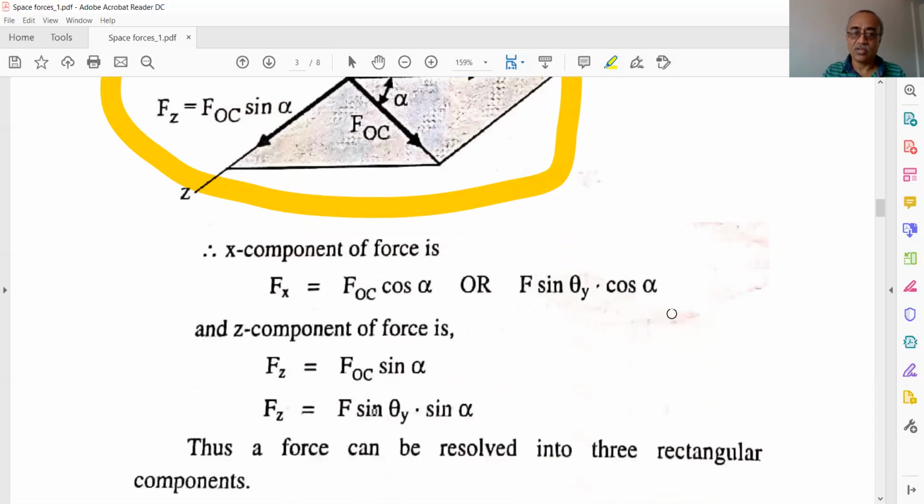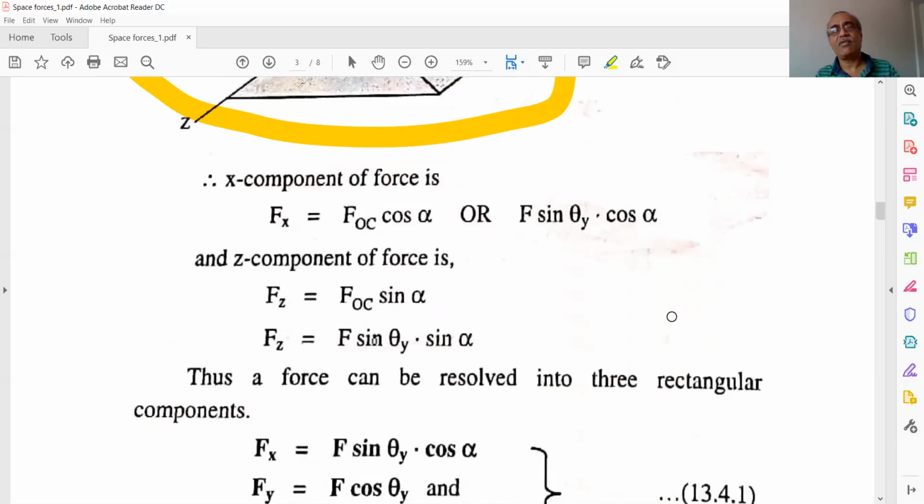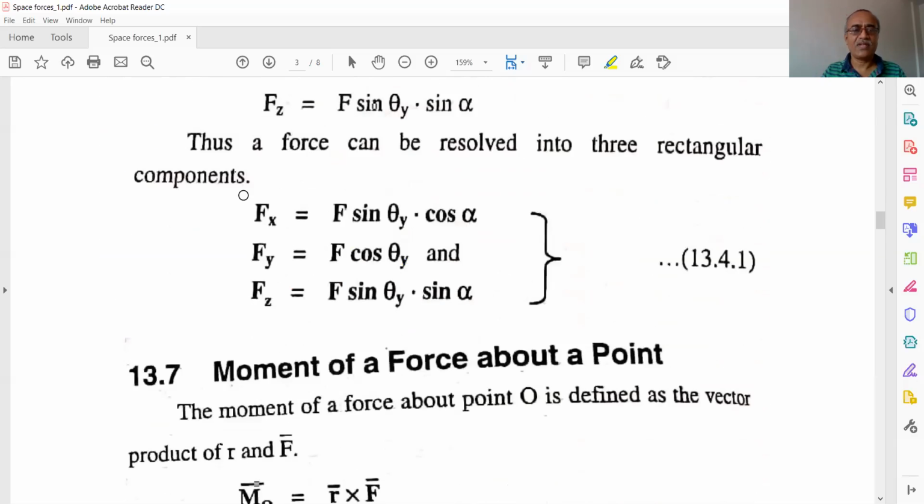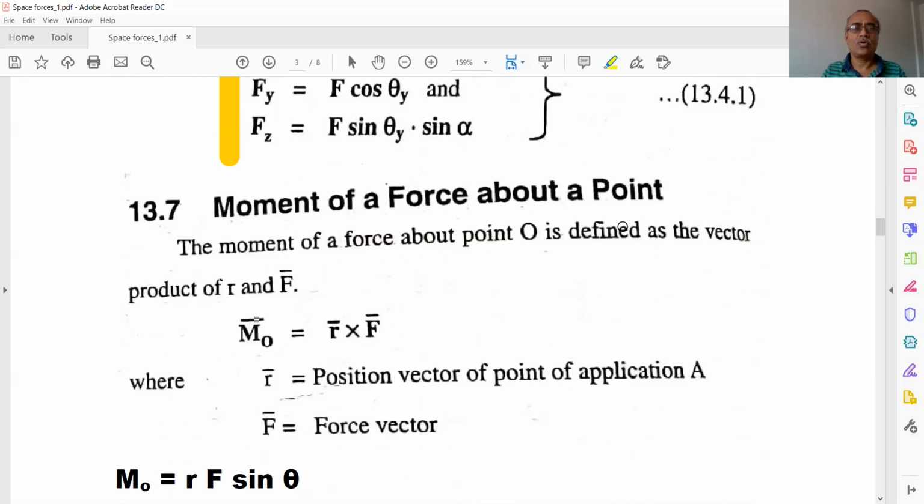Next, finally, we want to write down the x component of the force initially given, and the y component and the z component. That is, the x component is FOC cos alpha, or, as we have already written FOC, that is F sin theta y cos alpha. So this total Fx, Fy and Fz has been listed over here. You can go through all these three.